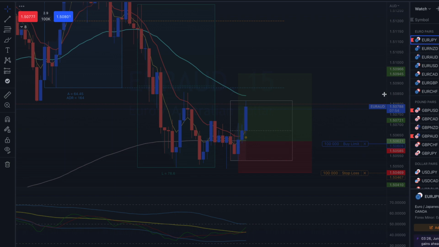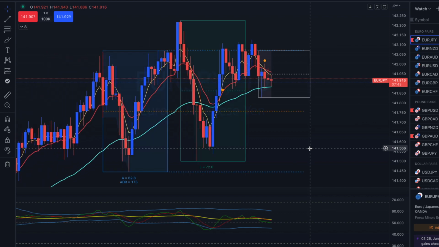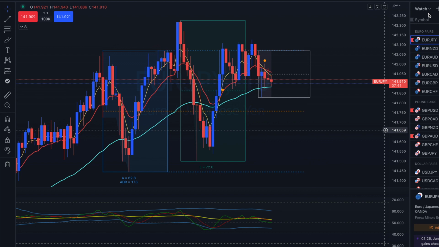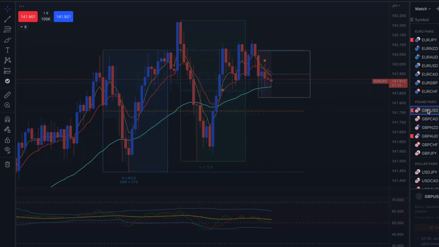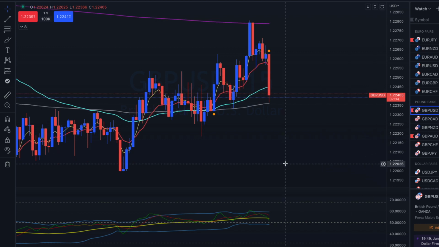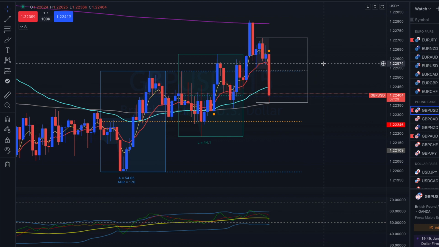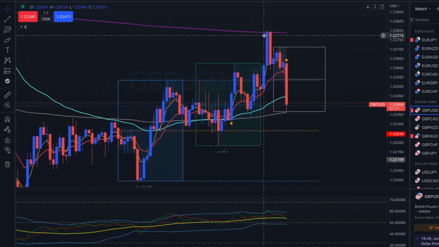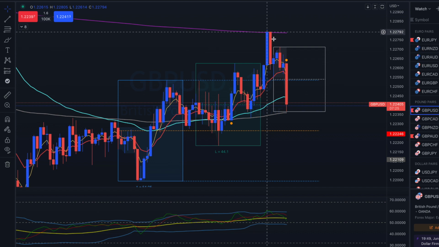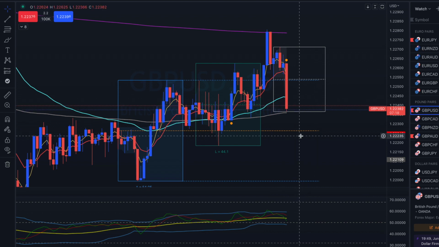On Euro JPY, we're still waiting on Euro JPY to do something. So it's still not doing anything, nothing really there to say. Pound USD looks like it doesn't want to do a second leg. It just did one railroad track here, not even in the box. It pinned to the 800, and then it wants to go.